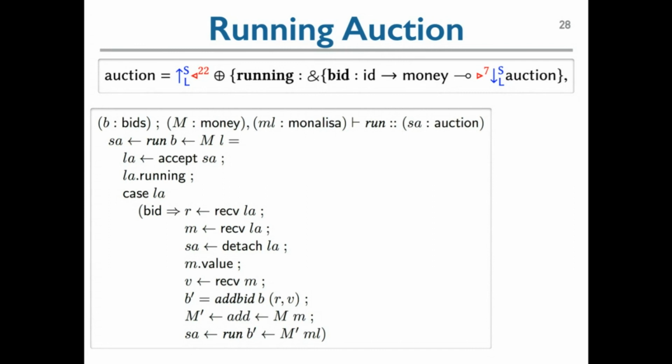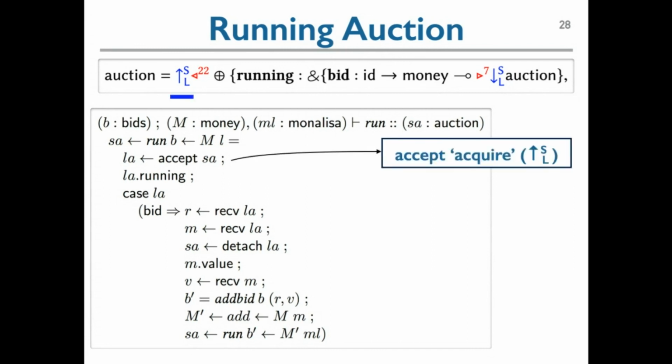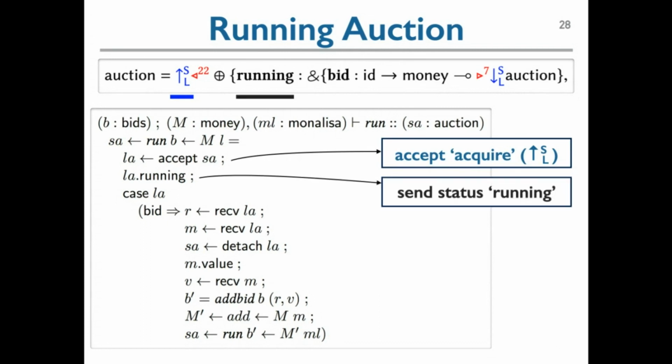So the first thing that you do is that you accept an acquire request, which corresponds to this upshift in the type. So you accept an acquire request. As soon as you accept it, you send the running message saying that the auction is running. Then you receive the bid message.